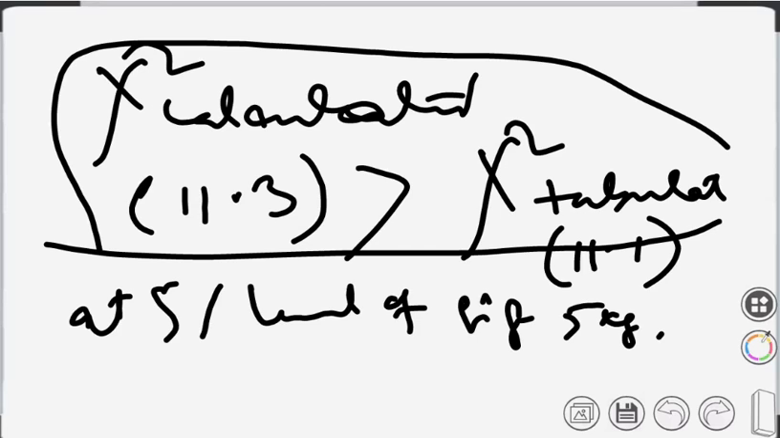So we can say that the die is, what will be the decision? The die is biased. Null hypothesis is rejected. Alternate hypothesis is accepted. So in the alternate hypothesis we have written the die is biased. So that means the decision is the die is biased. Okay? So that completes the problem.